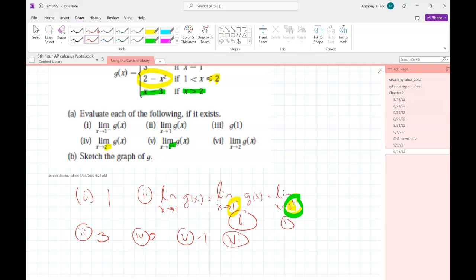And then if I want just the limit as x approaches 2, that does not exist because the left-hand limit and the right-hand limit were different. Okay with that? All right.